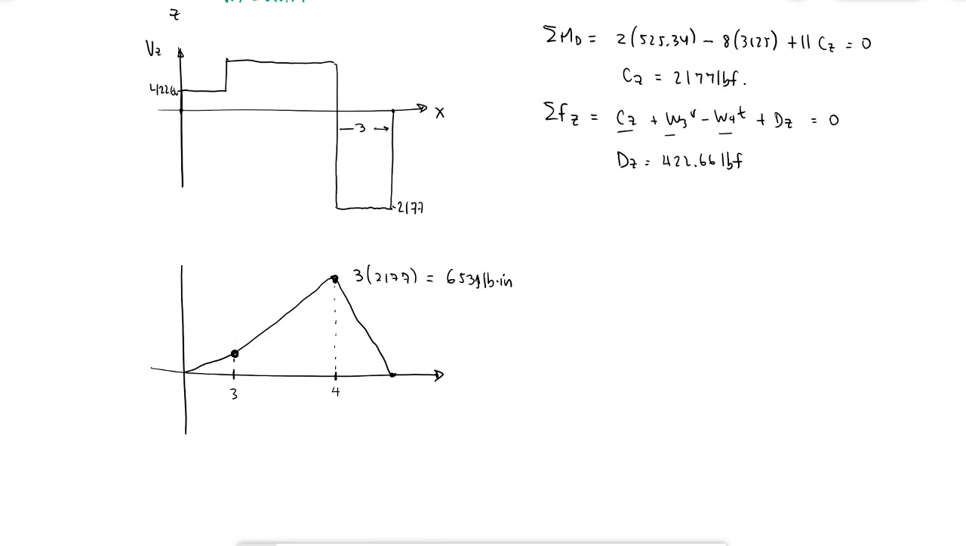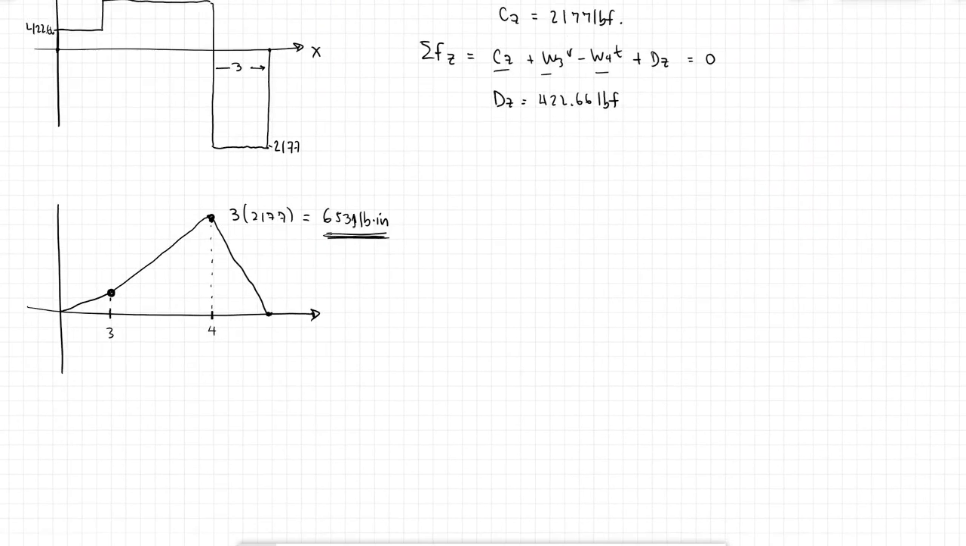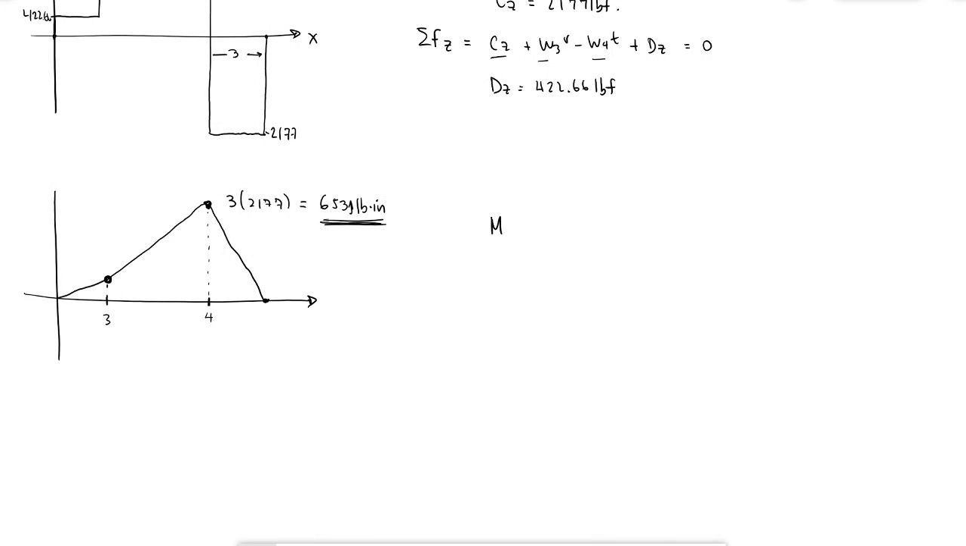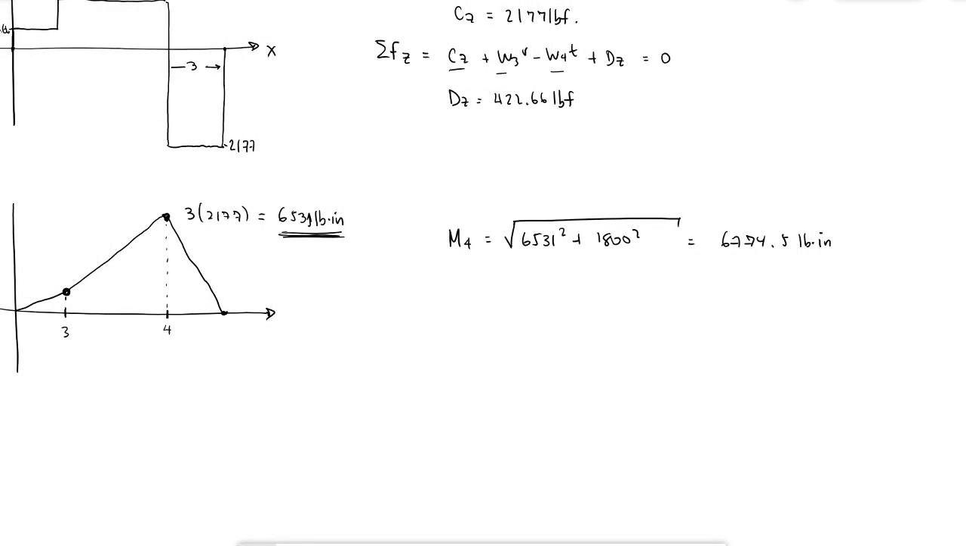So what I do with these two, 6531 and 1800, is come up with the overall moment at gear 4. And that would just be, with Pythagoras, 6531 squared plus 1800 squared. And that is 6774.5 pound inches. Why was I interested in this? Because that's what the shaft is feeling as a moment. So that moment 4 that I just calculated is the maximum moment inside shaft B.